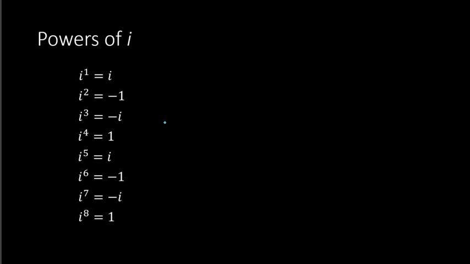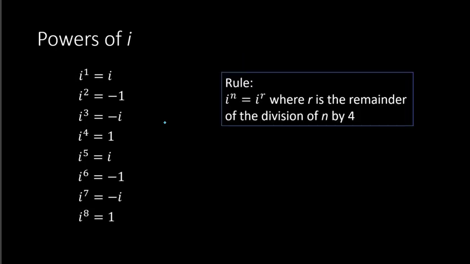So if we're trying to figure out i to some large power, what we do is we have to divide by 4. So we divide by 4 because it repeats after every 4 numbers, and then we see what the remainder is. So whatever the remainder is, that's going to be your new exponent.